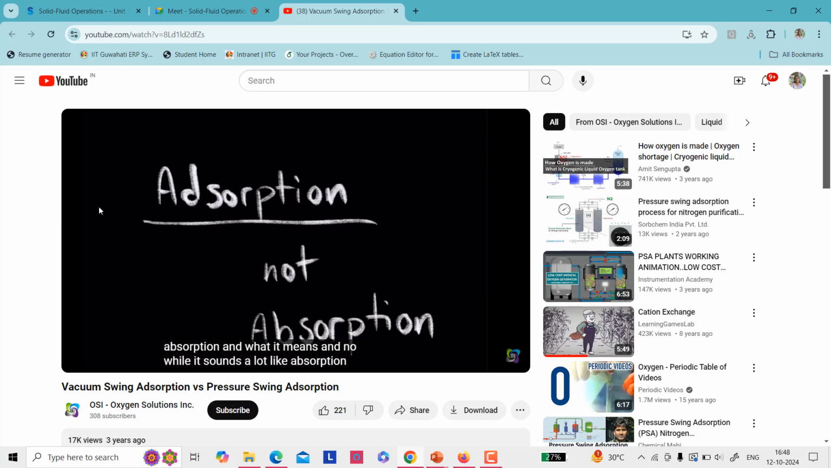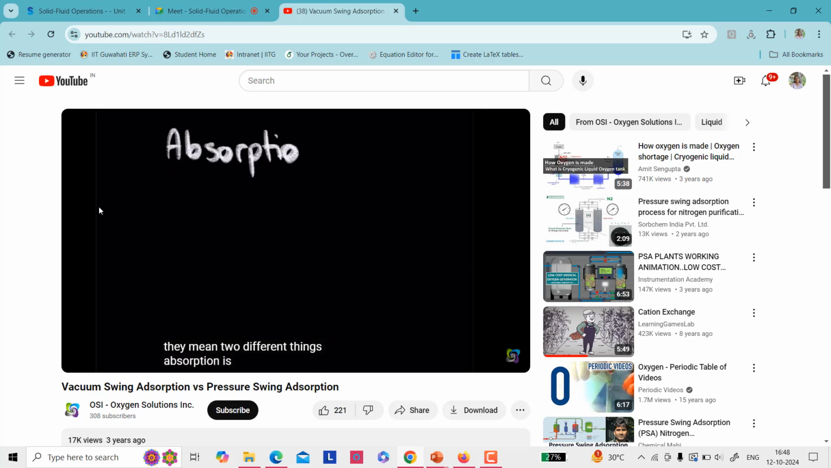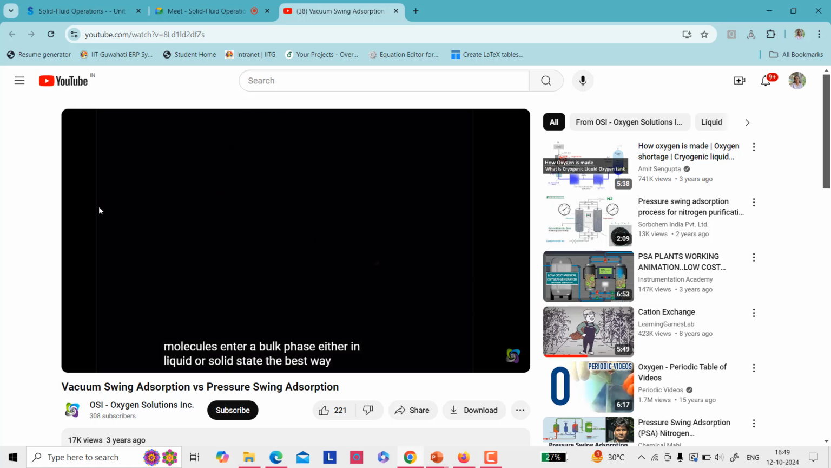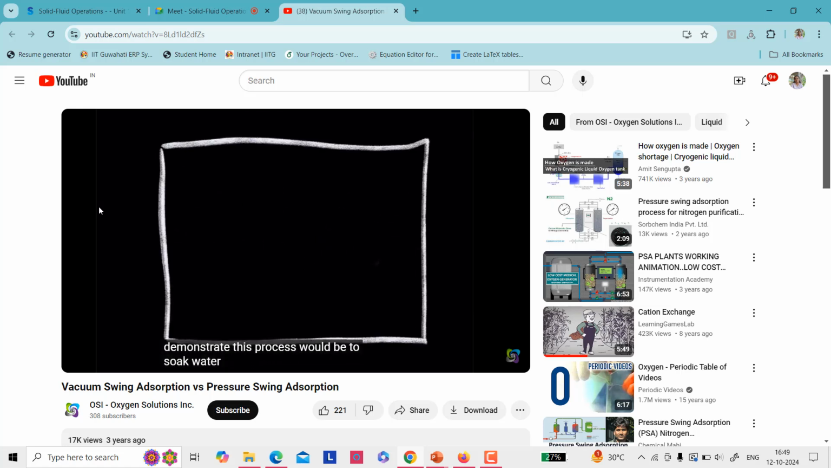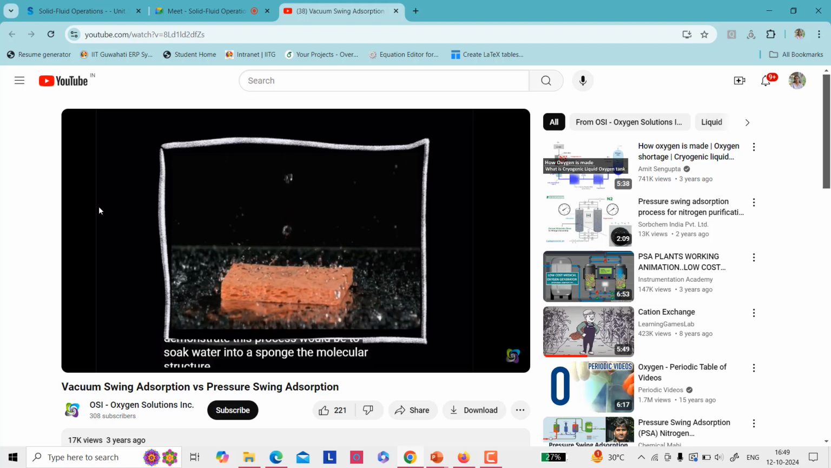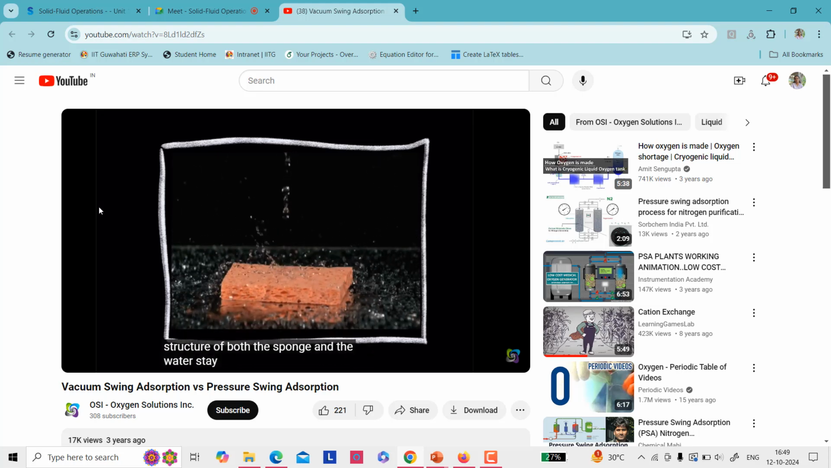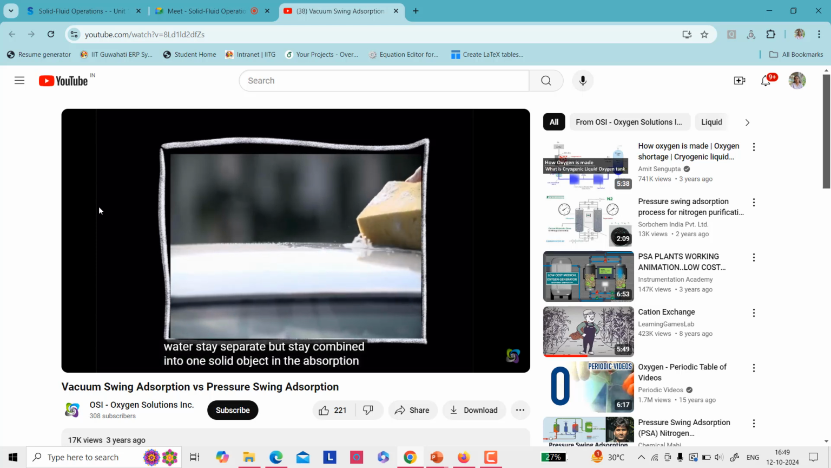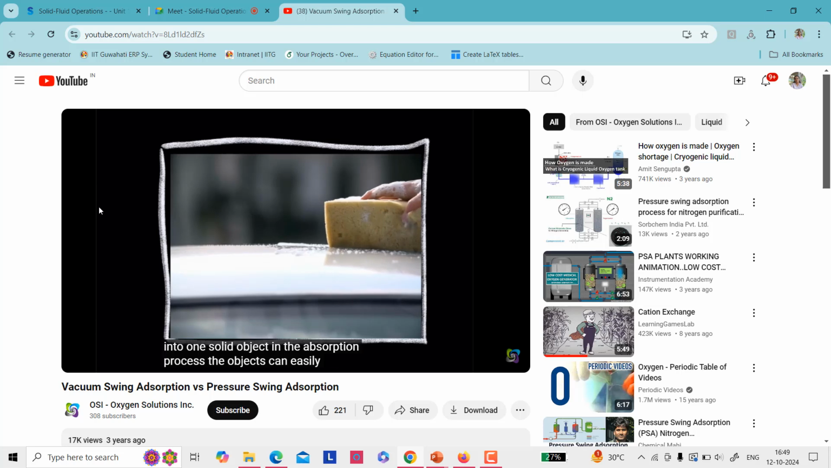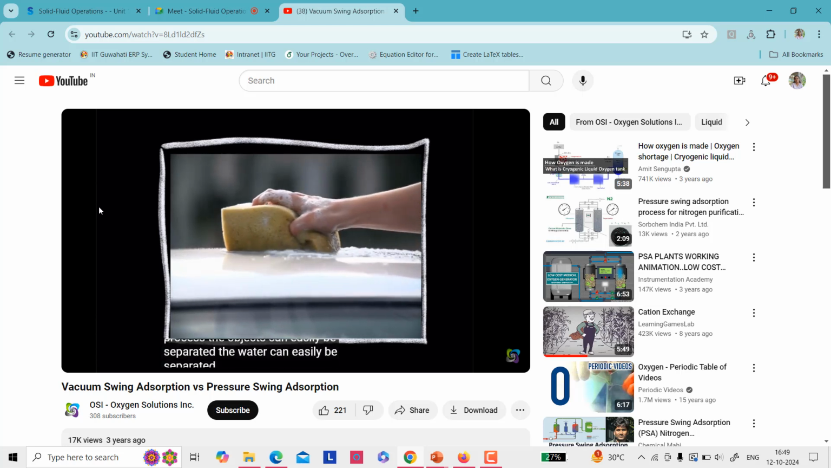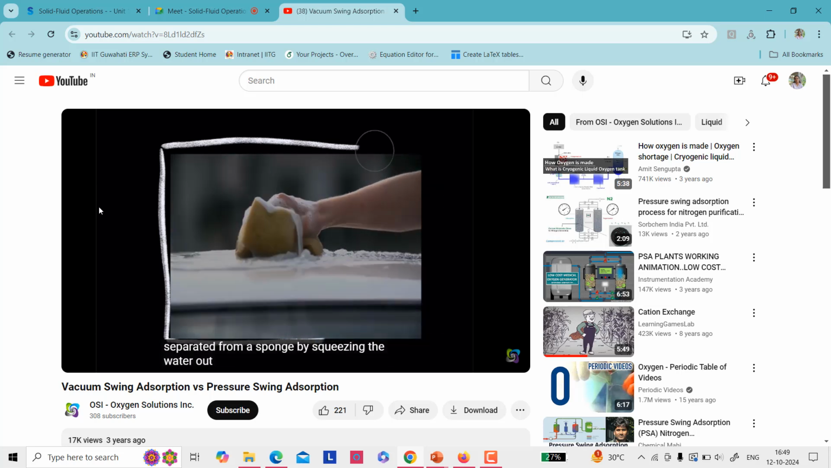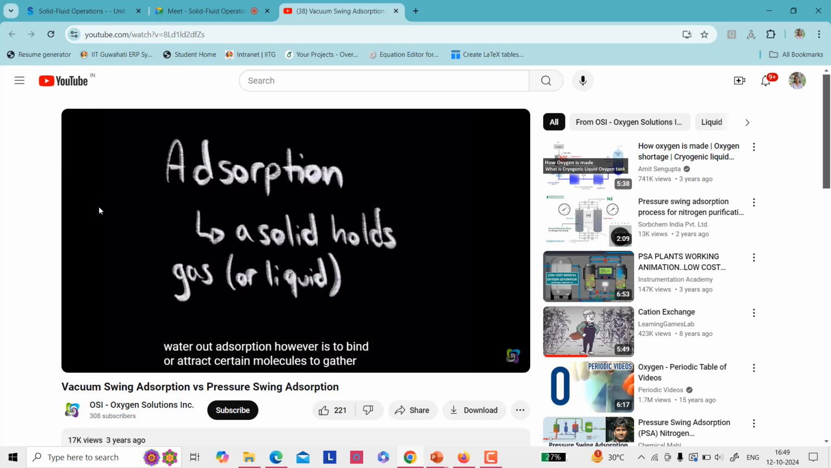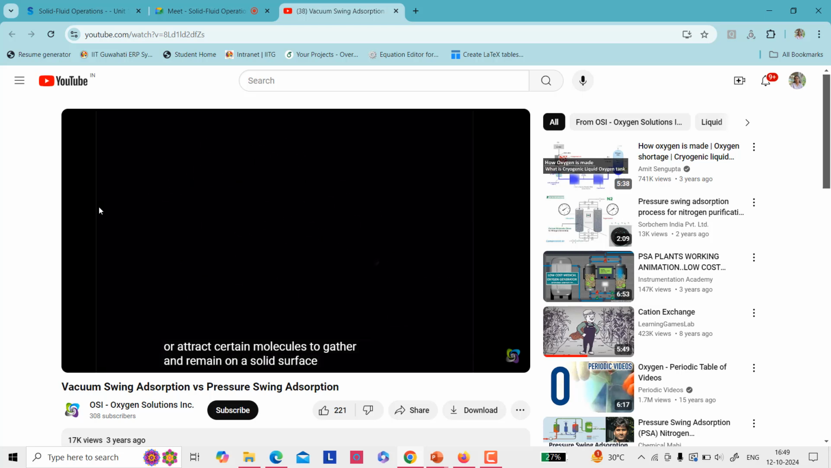We already know that liquid can be soaked into a sponge. The molecular structures of both the sponge and the water stay separate but are combined into one solid object in the absorption process. The objects can easily be separated. The water can easily be separated from a sponge by squeezing the water out. Adsorption, however, is to bind or attract certain molecules together, and these molecules will stick to the surface of the solid. Once the molecules are stuck, they can be removed and filtered out.